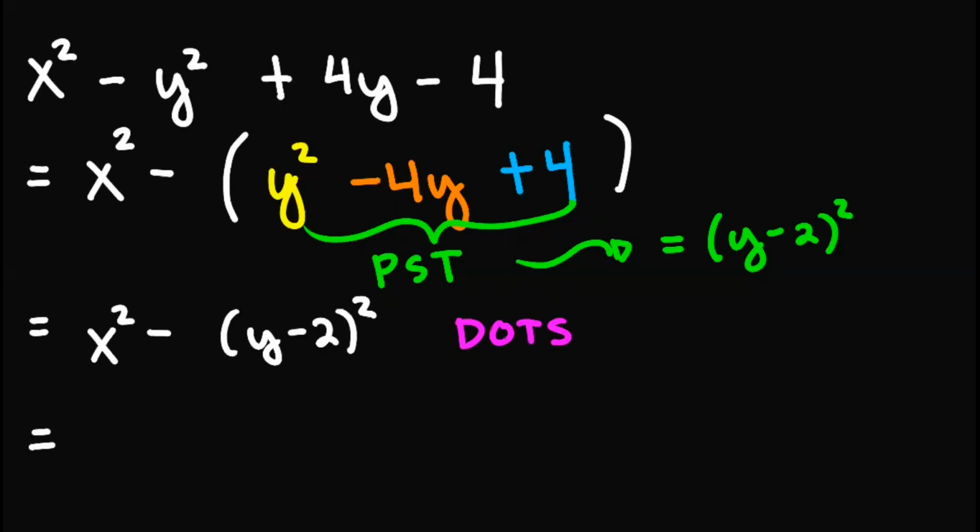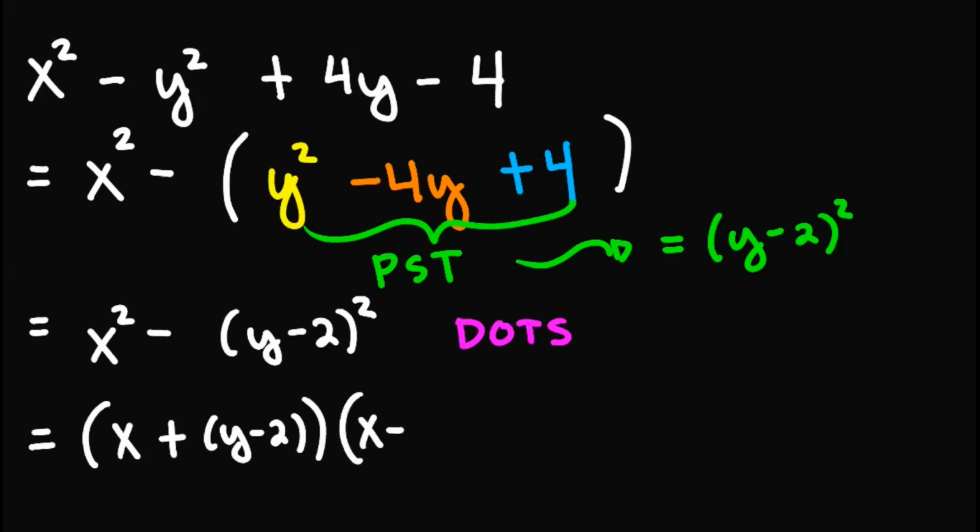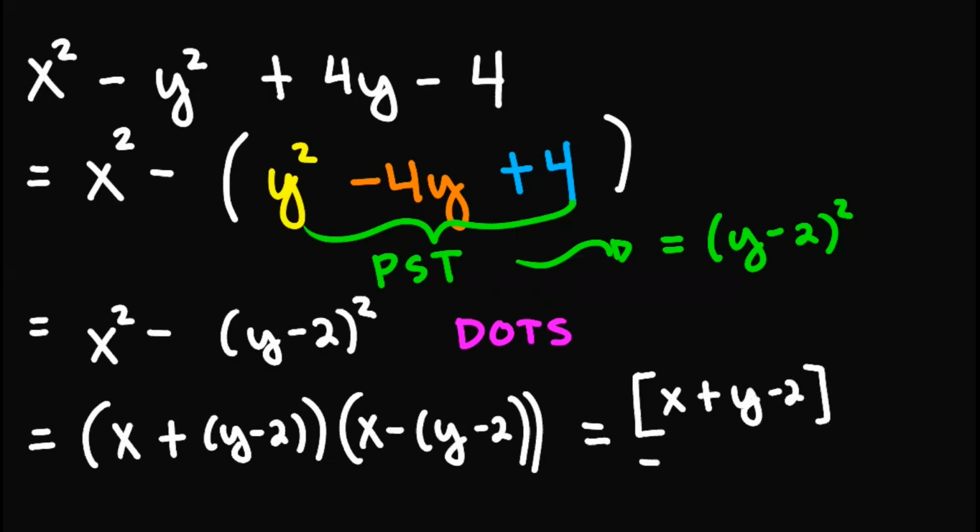So applying the difference of two squares, this becomes x plus y minus 2 times x minus y minus 2. Simplifying, the first term is x plus y minus 2. The second term becomes, distribute the negative sign out here, x minus y plus 2. So this is the factored form of this polynomial.